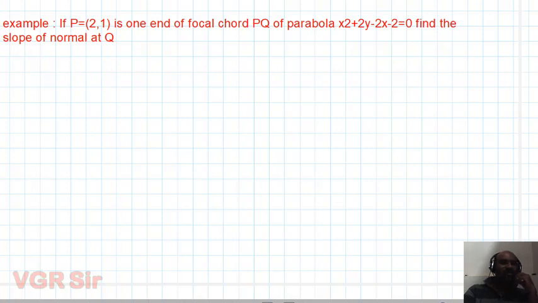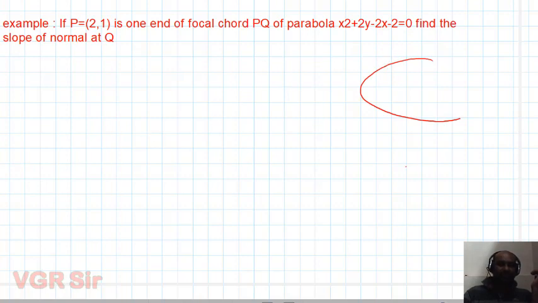So I want to read the problem first. If P (2, 1) is one end of focal chord PQ of a parabola x square plus 2y minus 2x minus 2 equal to 0, then find the slope of the normal at Q. Okay students, I want to draw the rough sketch for this. This is the parabola, that is x square plus 2y minus 2x minus 2 equal to 0.